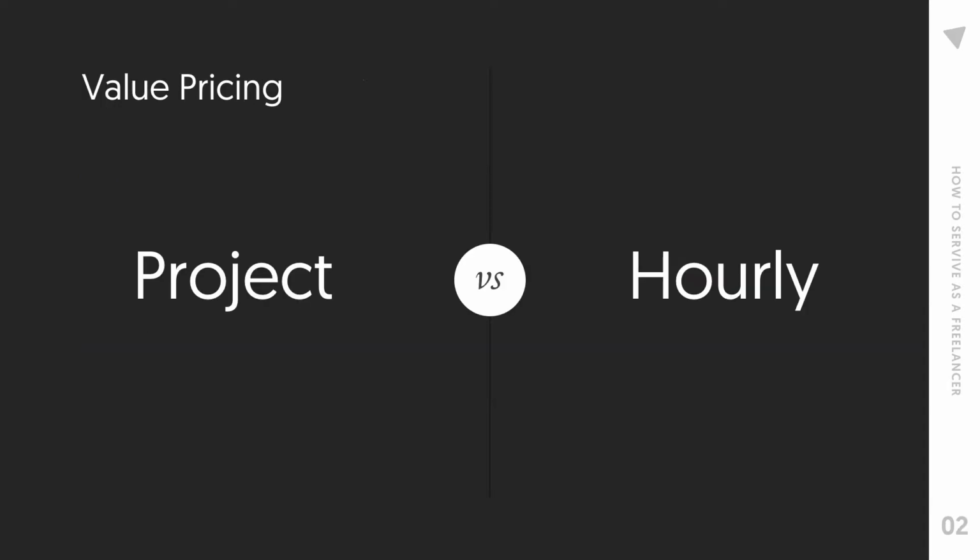Now let's talk about value pricing. I put value pricing in here because I feel that you should definitely charge by value, not a flat fee, for all the projects coming into your funnel. So what does value pricing mean? Value pricing means that you charge based on the value that you're giving to your clients. Pretty straightforward. So let's talk about project based versus hourly based pricing.